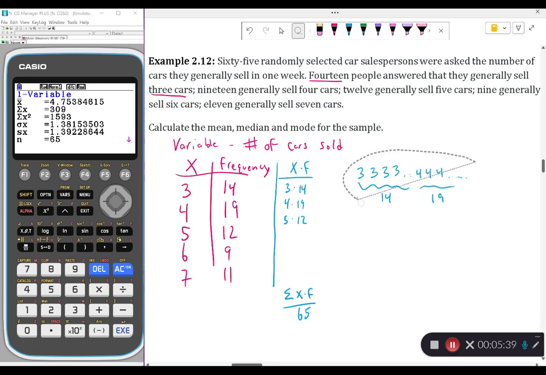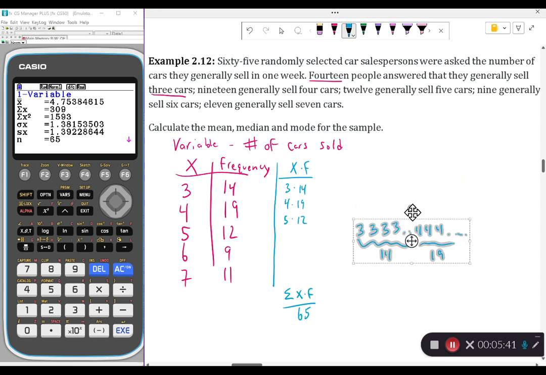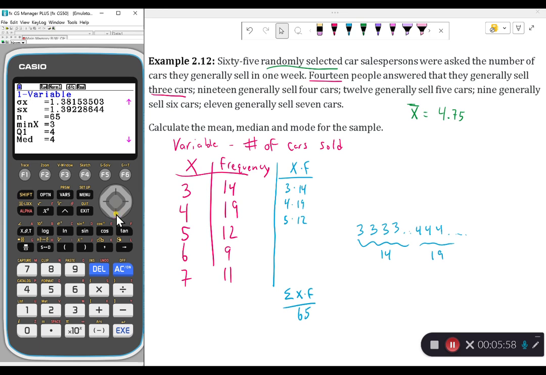Let me just slide all this down so we can fit this. The mean, X bar, again, this is a sample, randomly selected car salespeople, so know that this is the sample mean. X bar is 4.75. We can use the down arrow to find the median. In this case, the median is 4. Again, the median is the middle value. And if we keep scrolling down, we'll see that the mode is even 4.